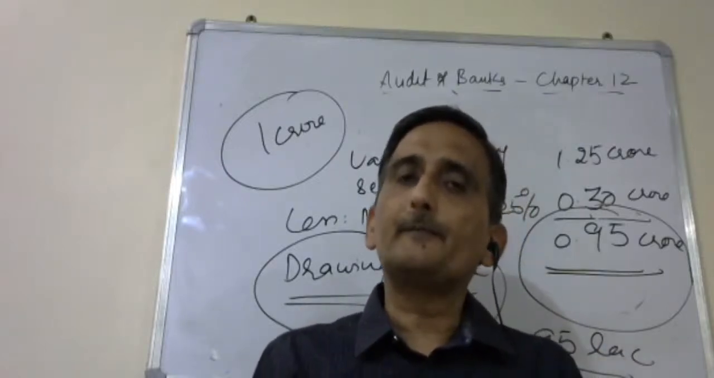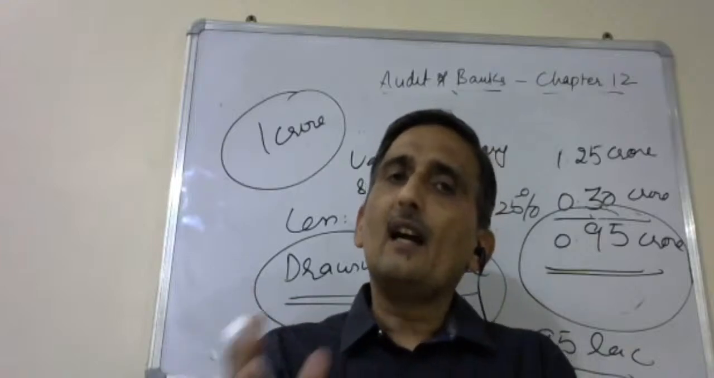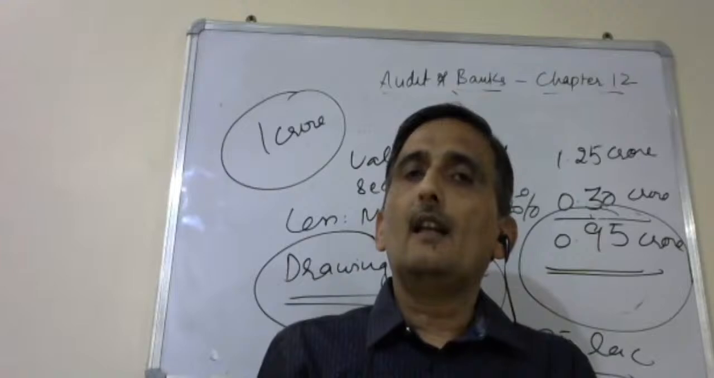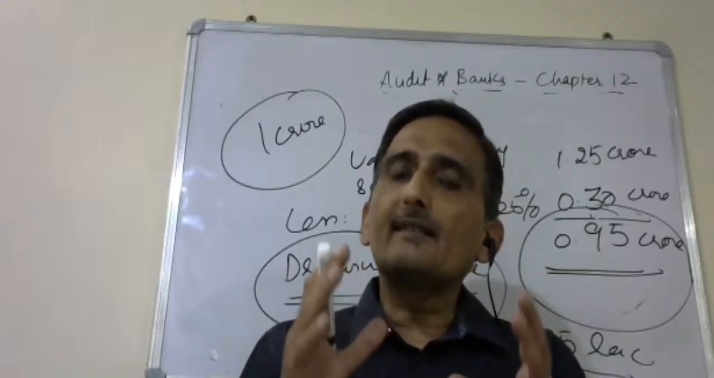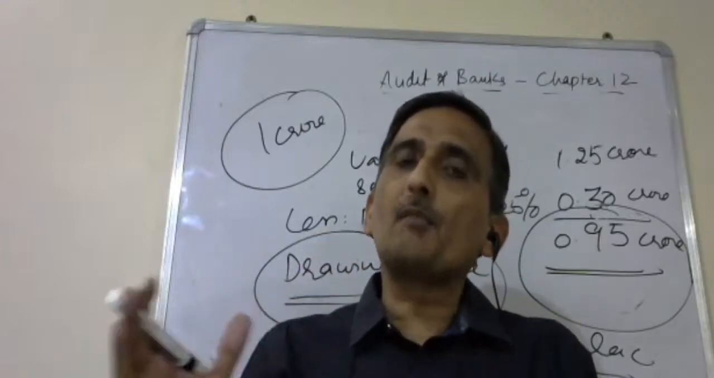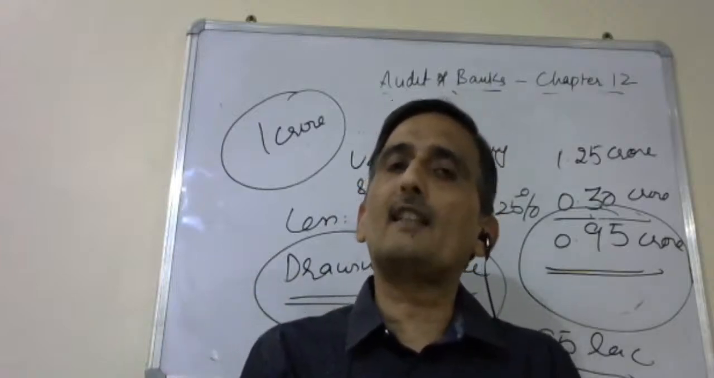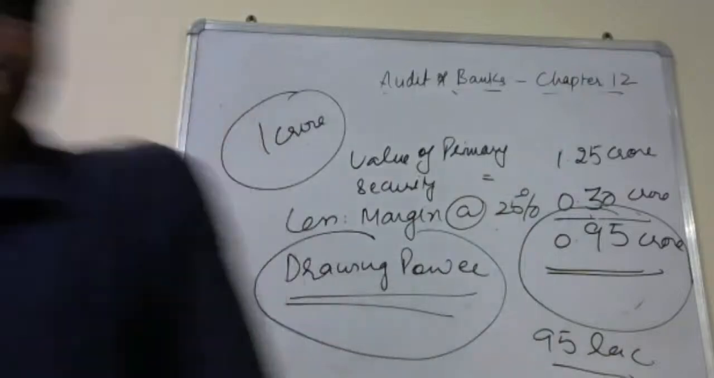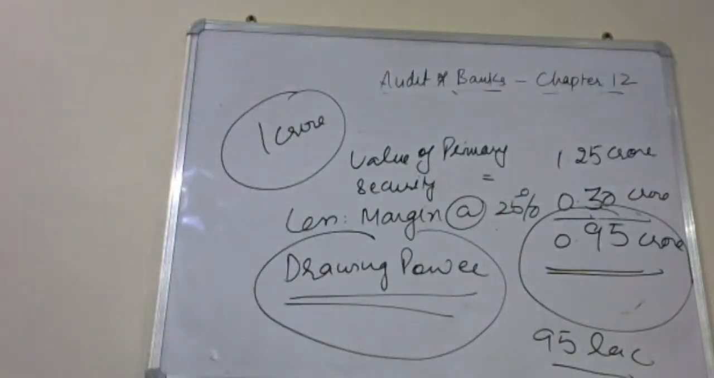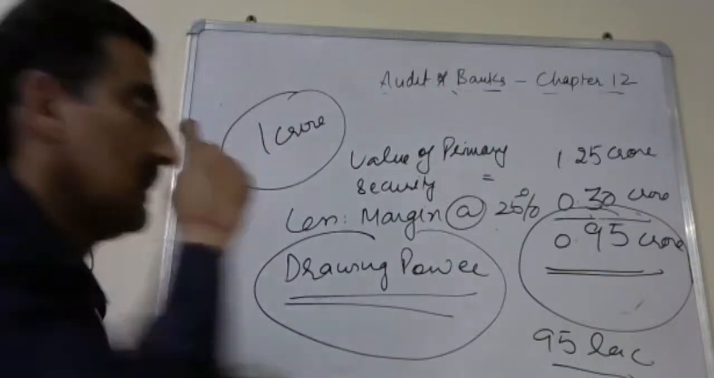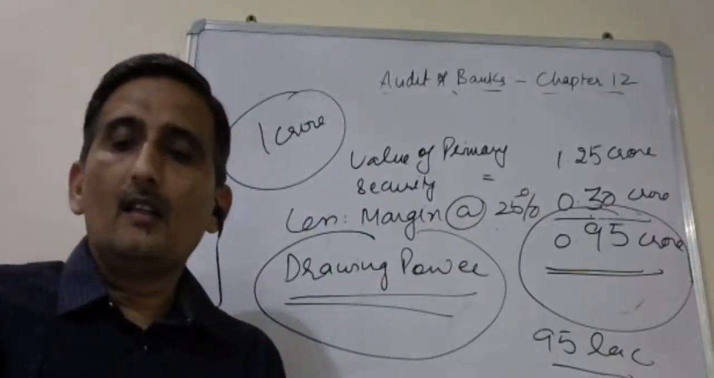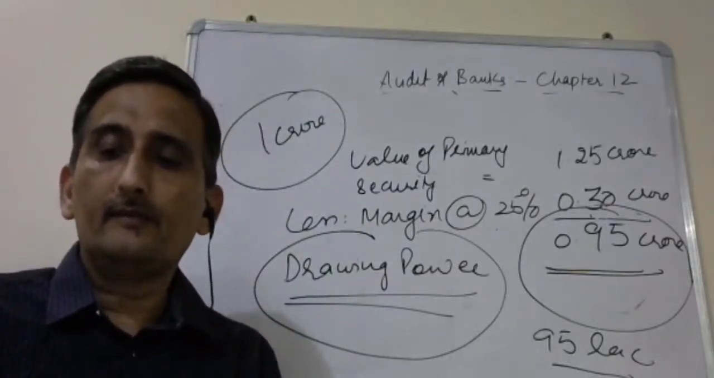Drawing power means the extent to which the borrower can draw his money from the bank, from the banking system, broadly. Is that clear? Yes. Okay. So we have understood drawing power also.